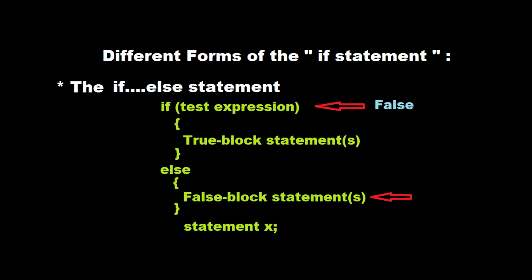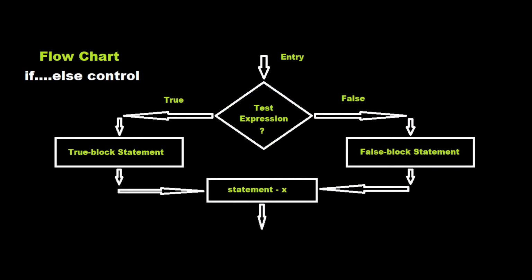This thing is illustrated with the following flowchart. In both the cases, the control is transferred subsequently to the statement X, as you can see in the flowchart here. So here you can see for the test expression to be true, it goes to the true block statement and then to the statement X. If it is false, it goes to the false block statement and then to the statement X. Let us take a small example so that we can understand more about this if-else statement.